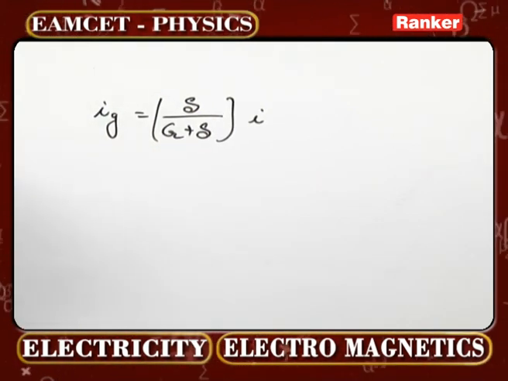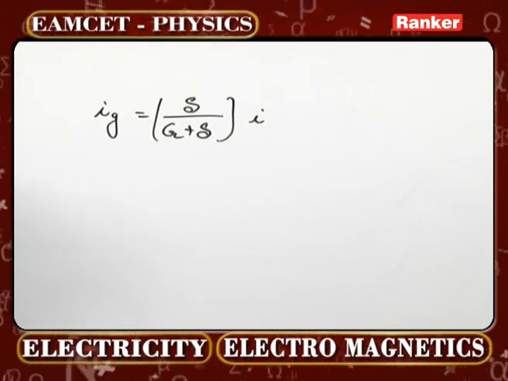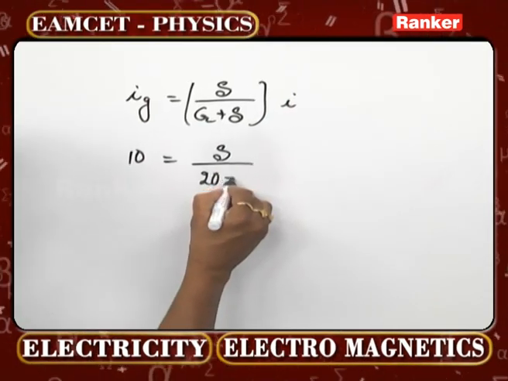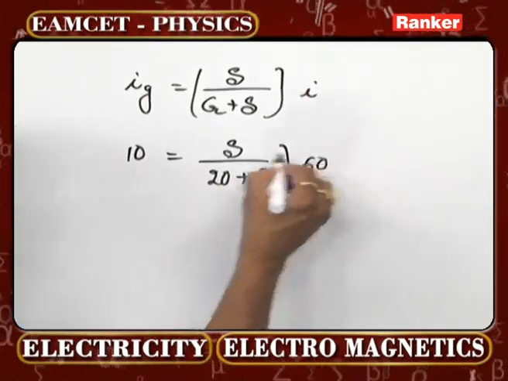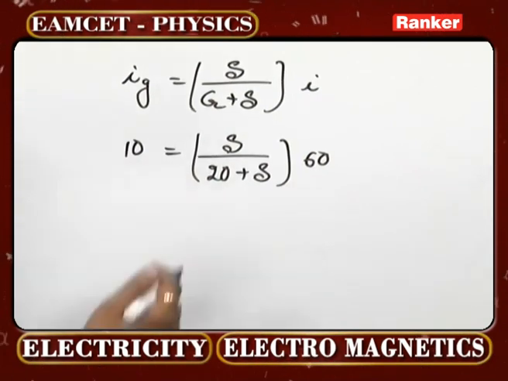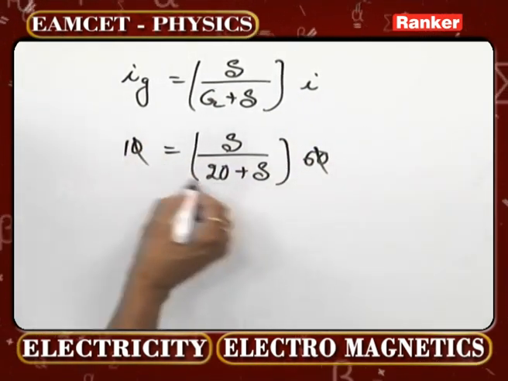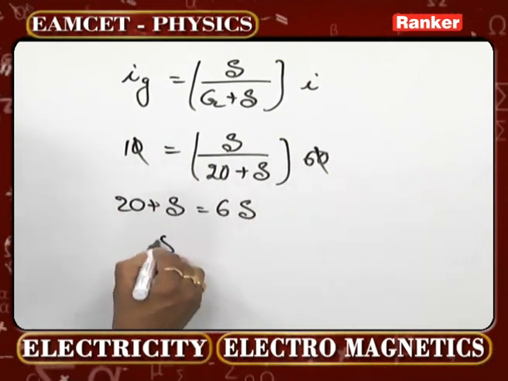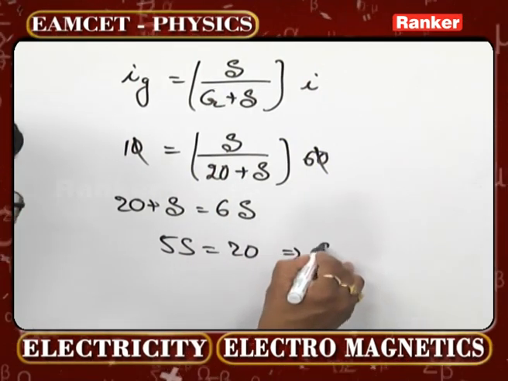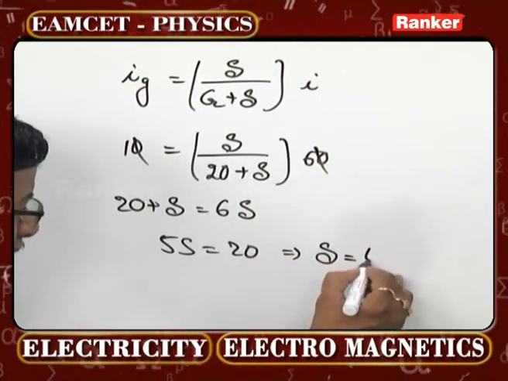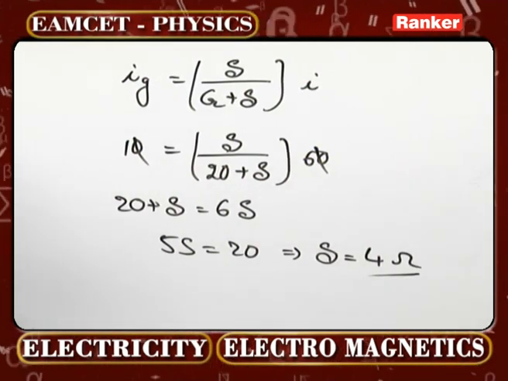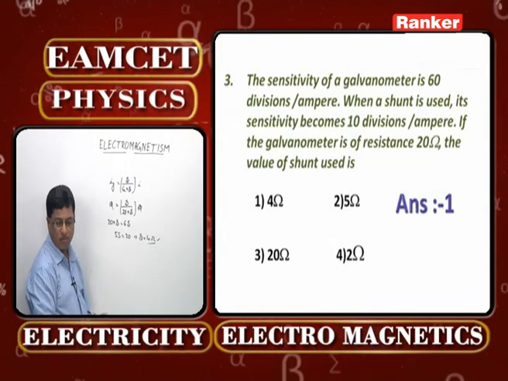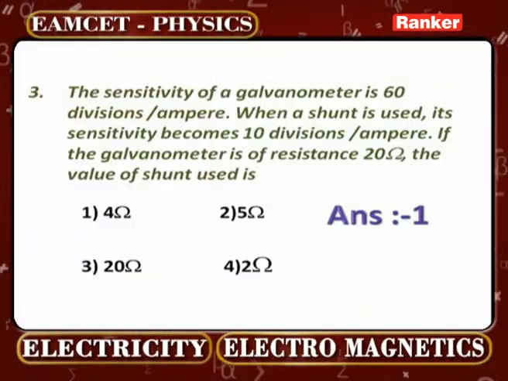What are the values given? You see, Ig now is going to be 10 divisions. And what is S to be calculated? G given 20 into what is I? 60 divisions he has given. So that is actually the conversion. Cut this 0 off. So you can write 20 plus S is equal to 6S. Then 5S becomes 20. Then what will be the value of S, please? It is 20 by 5, which now should become 4 ohm as such. So 4 ohm tallies with which option there? First option, that is tallied for this question number 3. So that is the answer for it.